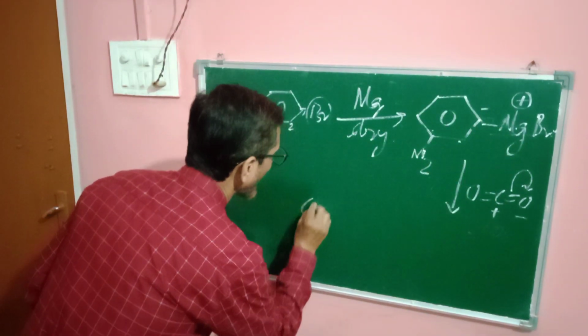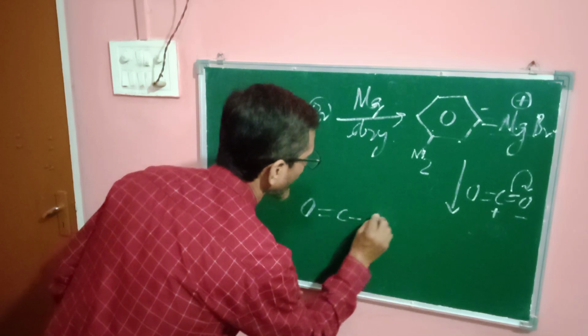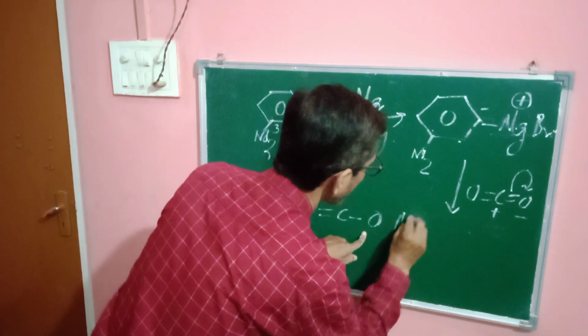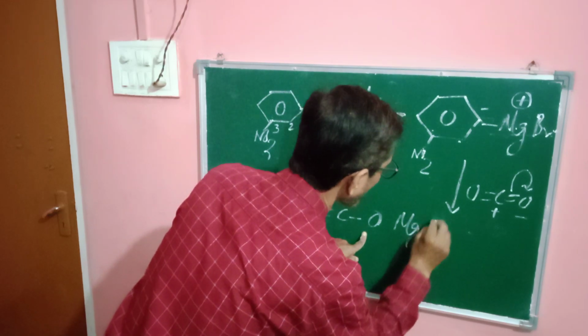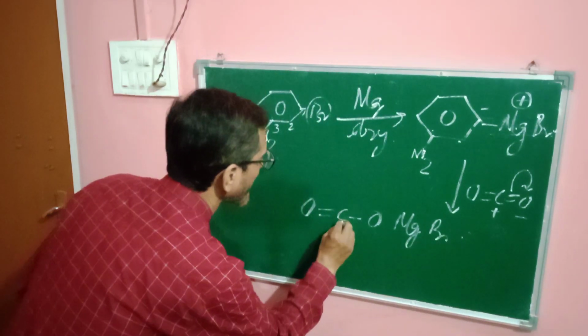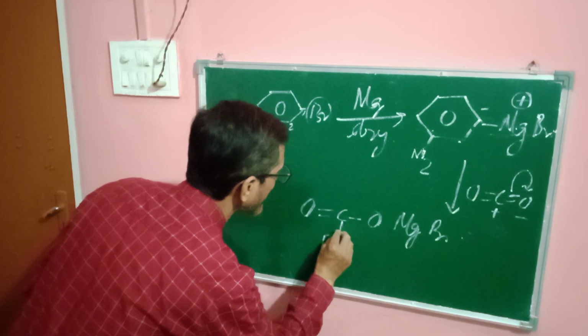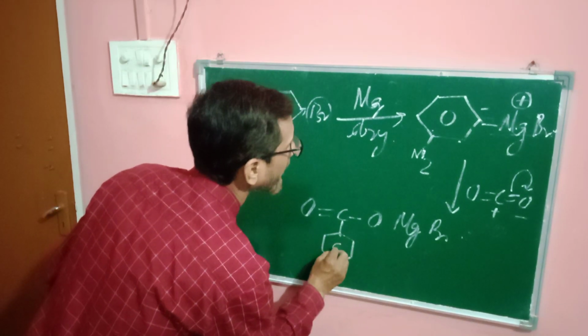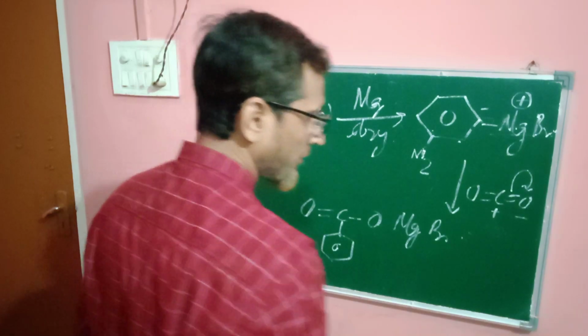So here O double bond C O, in place of this O is minus, MgBr part will come as this, and in this benzene part will come. Okay.